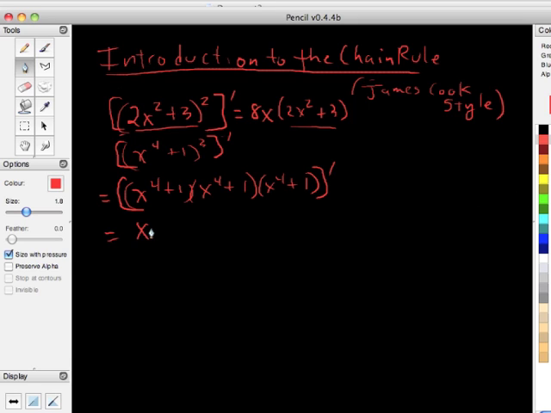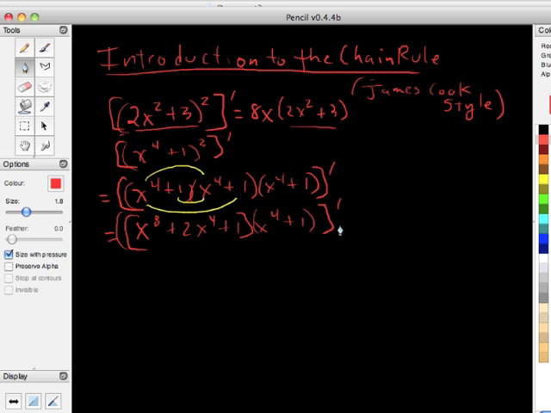So what do you have? FOILing it right there, that's x to the 8th plus 2x to the 4th, that's these two terms right here, plus 1. Plus 1 times (x to the 4th plus 1). Oh, this is tough, right? Not for us awesome algebraists.